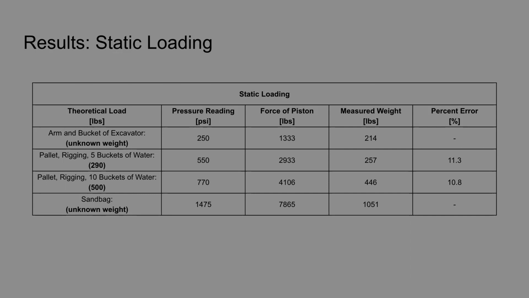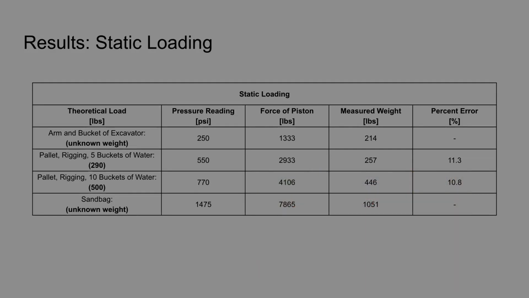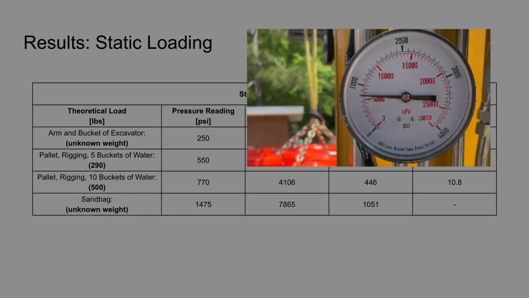The next load was 5 buckets of water with a pallet and the rigging. This came out to be 290 pounds. This gave a pressure reading of 550 psi with a force in the piston of 2,933 pounds and a calculated weight of 257 pounds. This is a percent error of 11.3. Next, the pallet rigging and then 10 buckets of water was 500 pounds weight, and this gave a pressure reading of 770 psi, a force in the piston of 4,106 pounds, and then a measured weight of 446 pounds, a percent error of 10.8%.